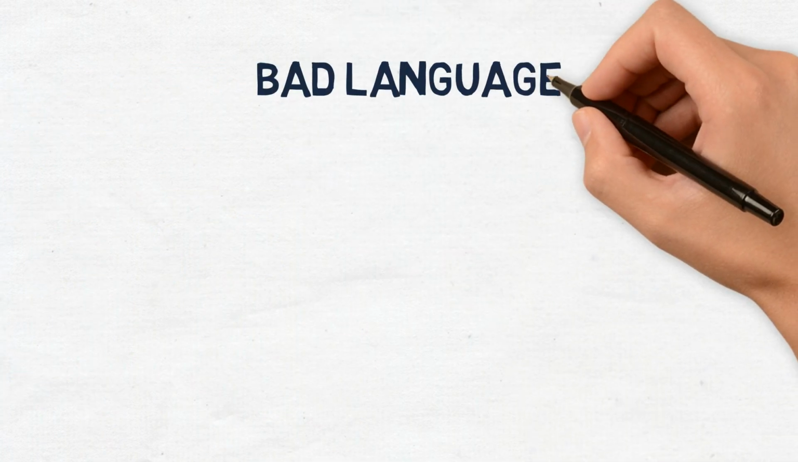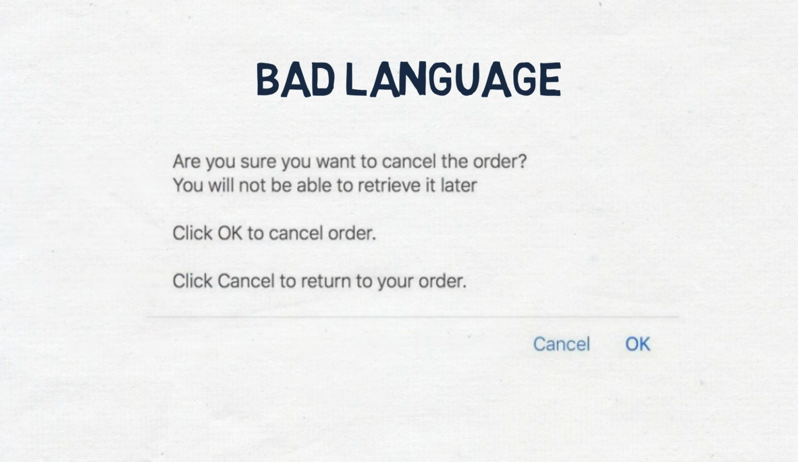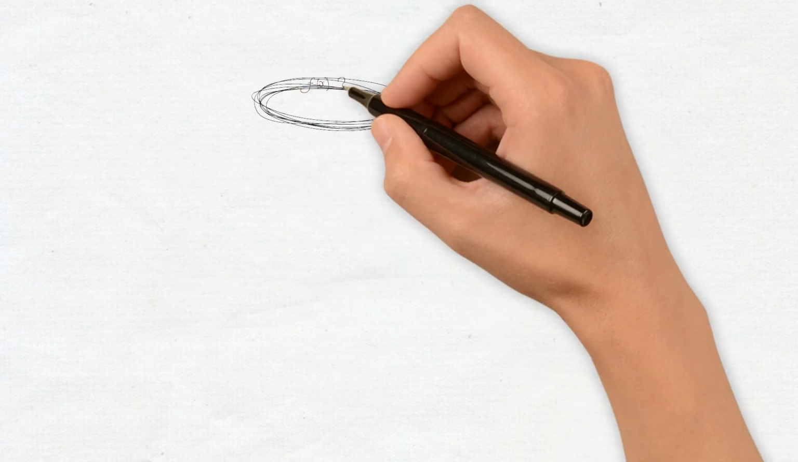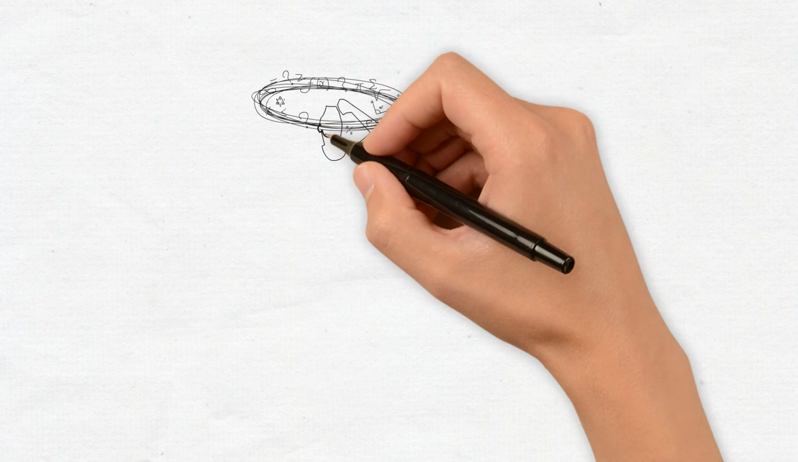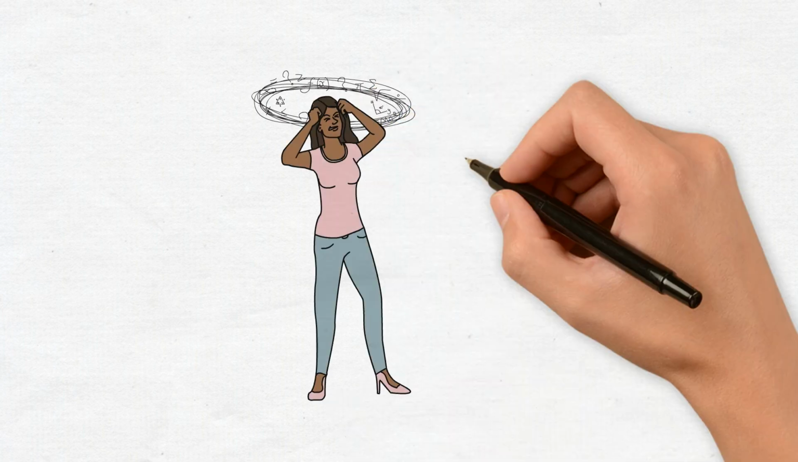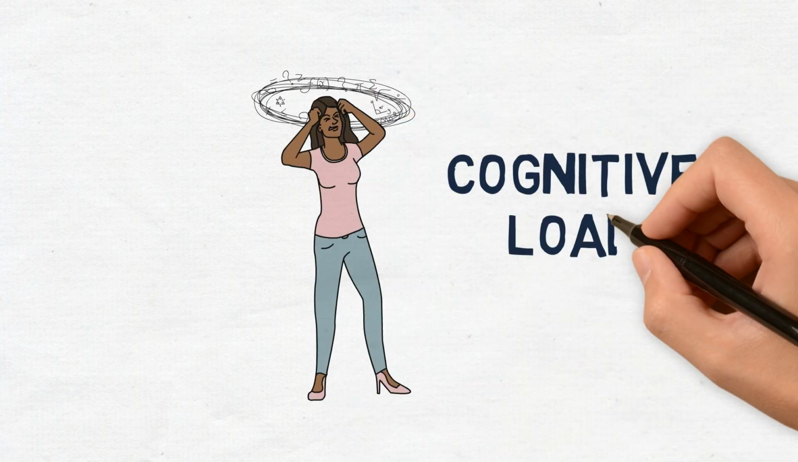Bad language. In this example, you're extremely confused by what action to take to cancel your order, since the cancel button is essentially saying, cancel your cancel. It's important to double-check your product or website to ensure that you're free of dark patterns. These dark patterns put stress on your customer, and you don't want that.